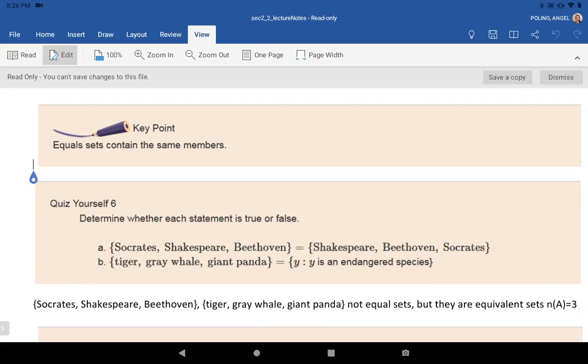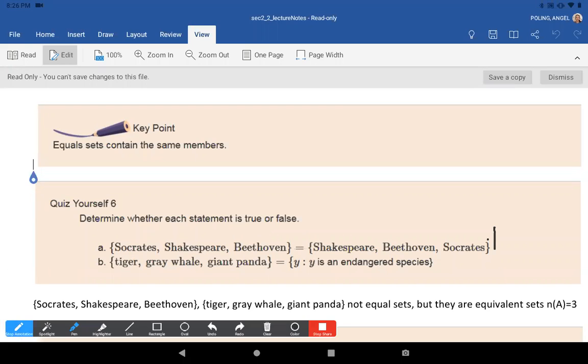The set Socrates, Shakespeare, Beethoven is equal to the set Shakespeare, Beethoven, Socrates. That's true, because order doesn't matter. Every element in one set is in the other. They have the same members, right?